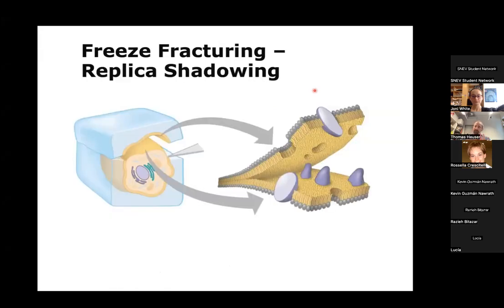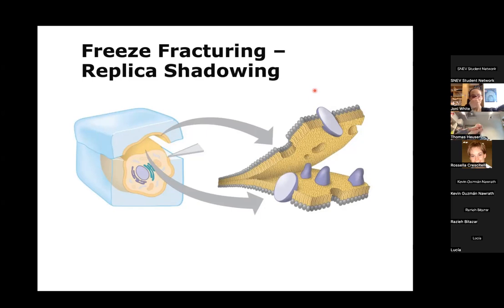Good. This was a negative staining example for a conventional method. Now I want to show you an example of one of these hybrid methods. So this is basically using a little bit of conventional methods and also a little bit of cryo methods. And the technique I want to show you is called freeze fracturing, followed by replica shadowing. And here is how it works.